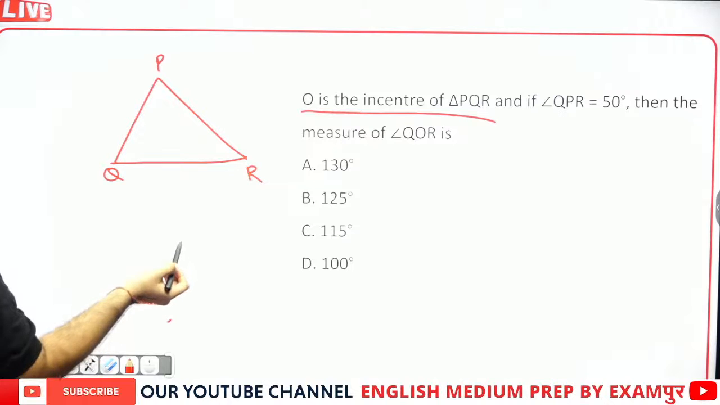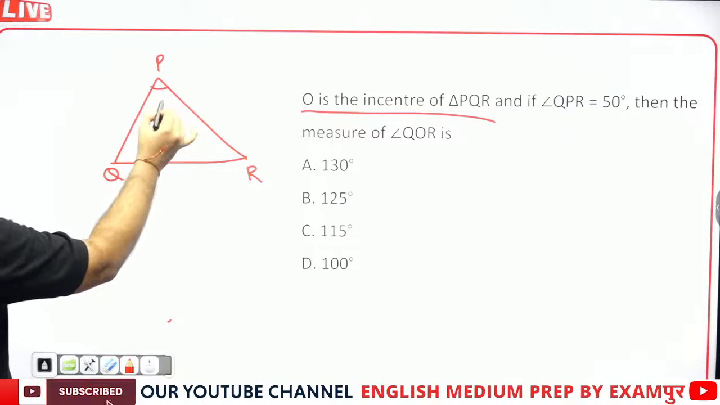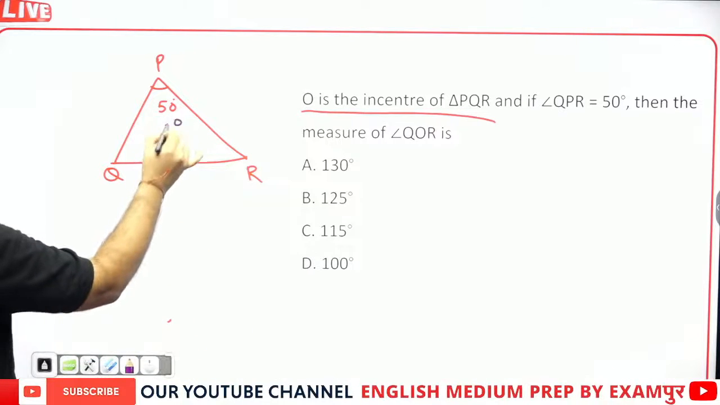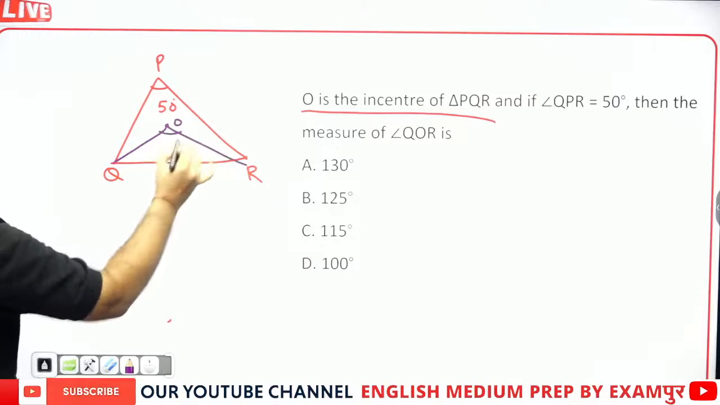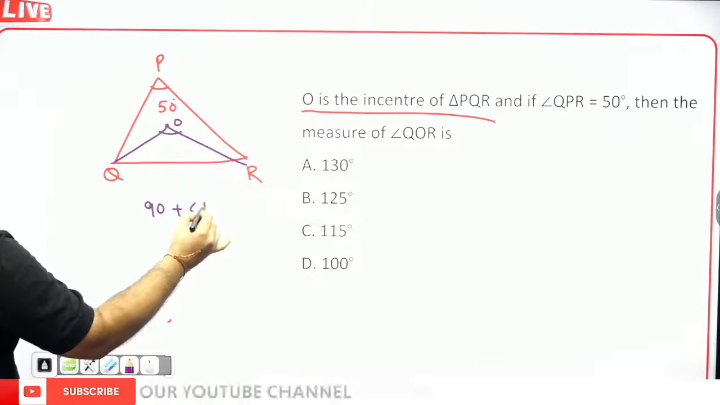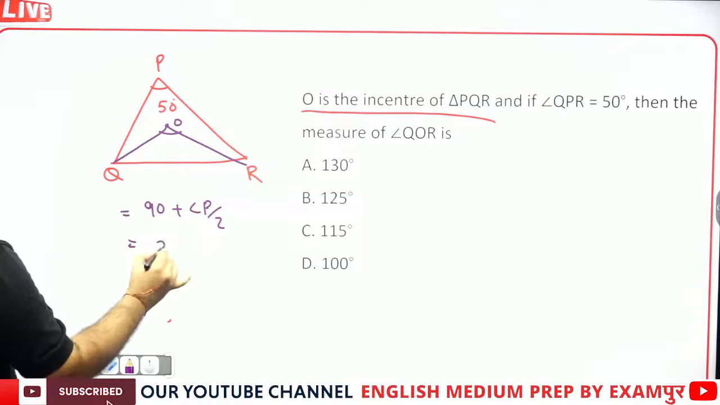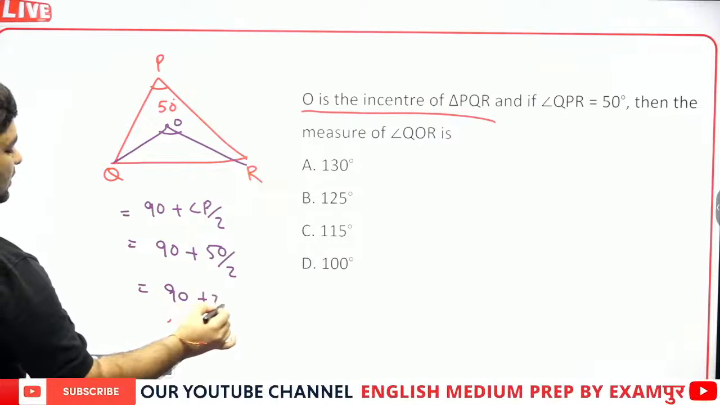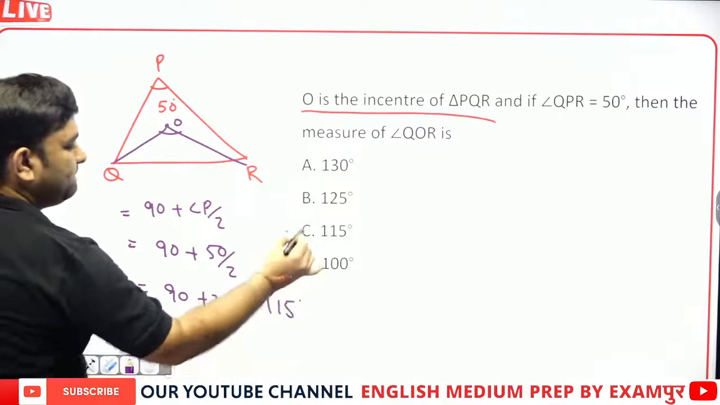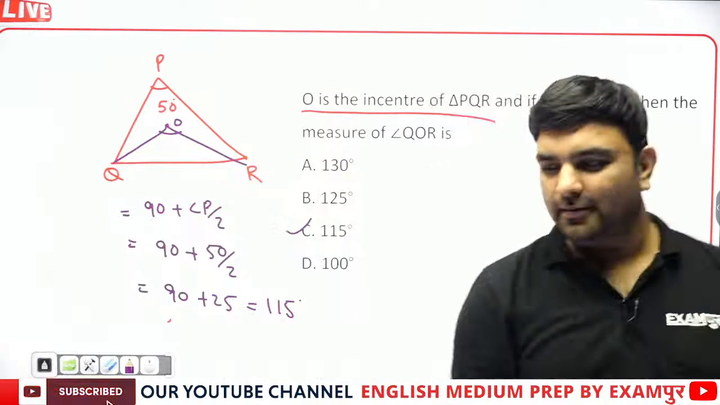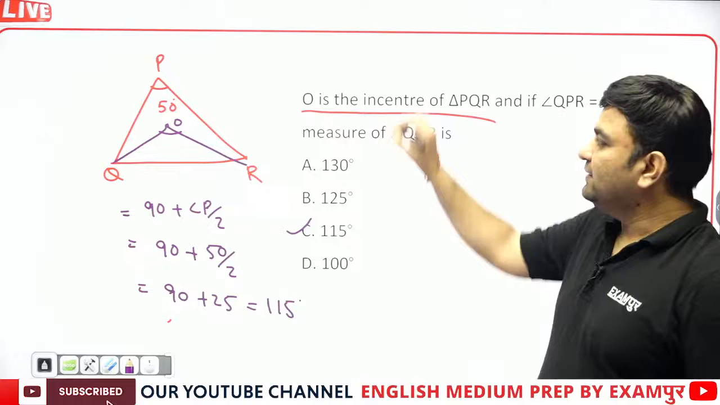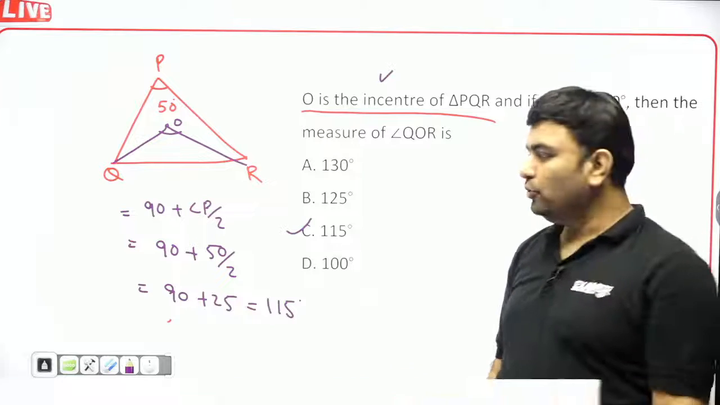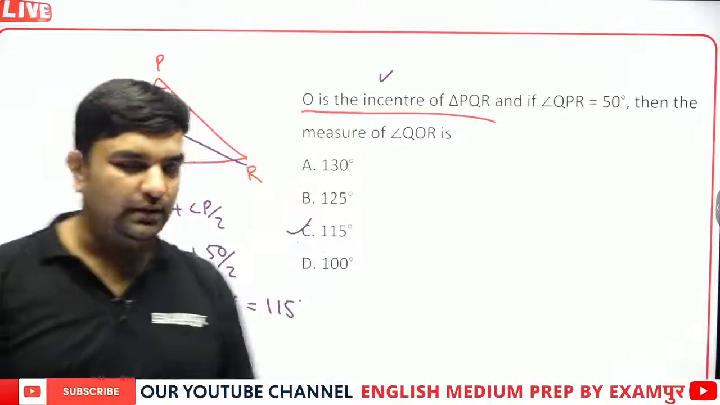Triangle PQR, angle QPR is 50. O is the incenter. What is angle QOR? Again 90 plus angle P by 2, that is 90 plus vertex angle divided by 2. So 90 plus 50 by 2, 90 plus 25, it's 115. Directly said incenter.